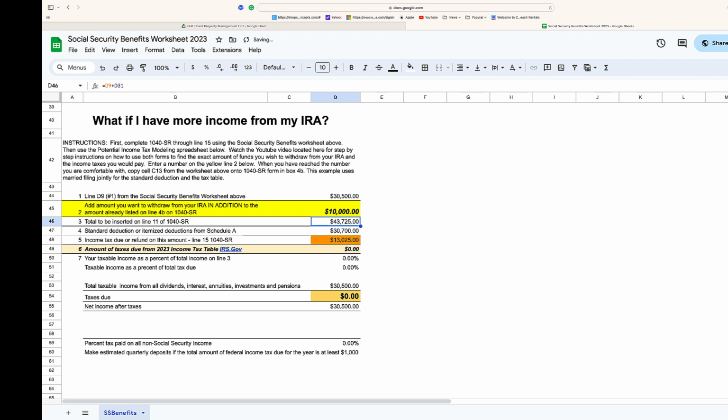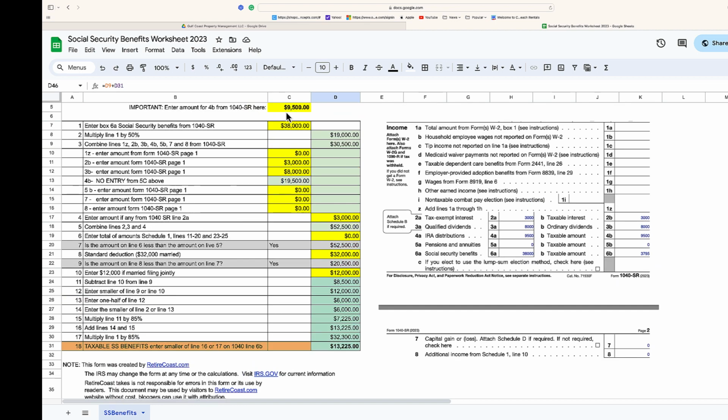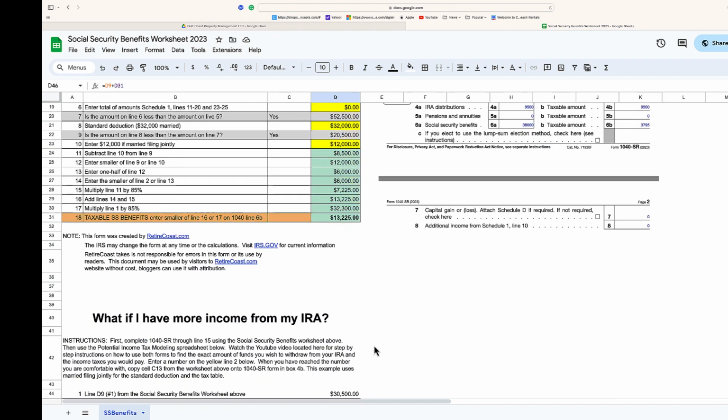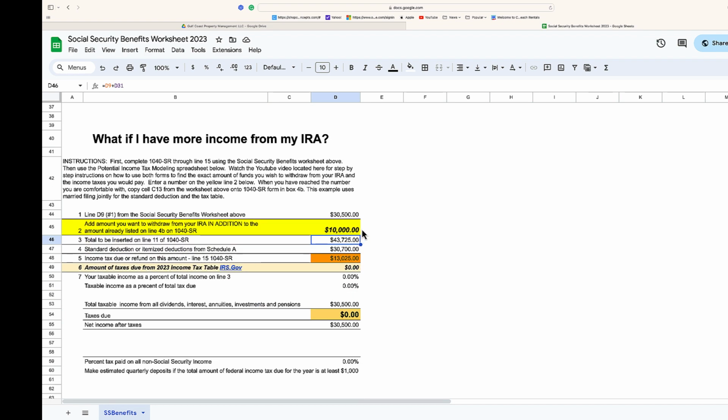Now, that's a total of 19,000. So we have 10,000 here. Let's go back up, and we're already taking out 9,500. So we've taken out $19,500, basically. So what happens when you change that number to 10,000? It shows that you're going to owe taxes on $13,025. Well, let's go to the tax table and see what that is.